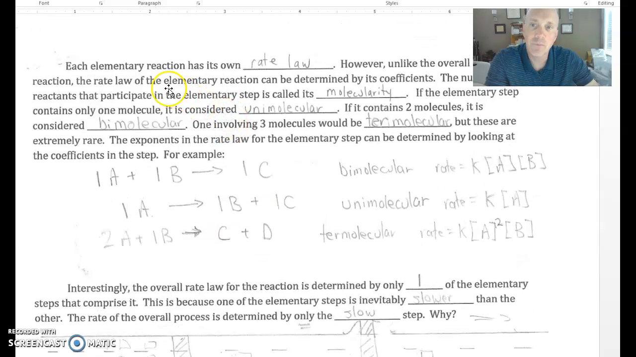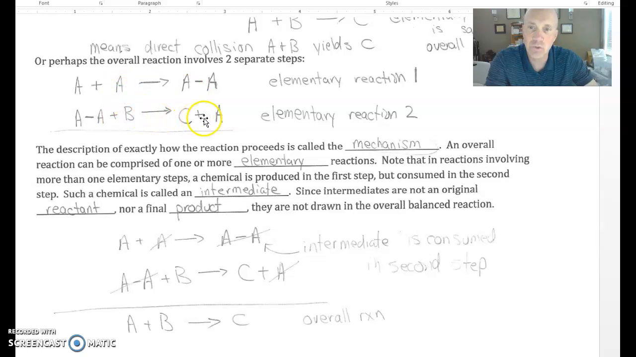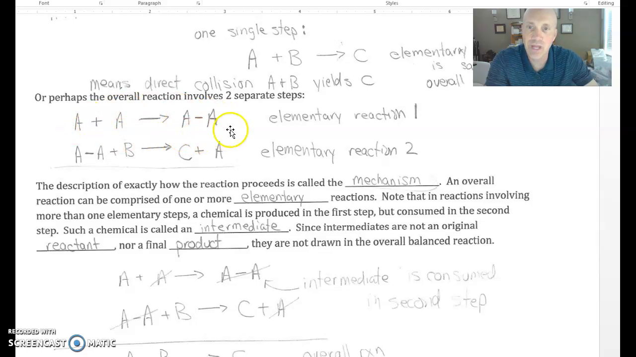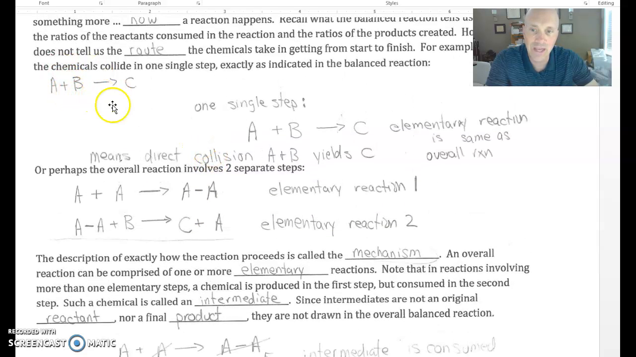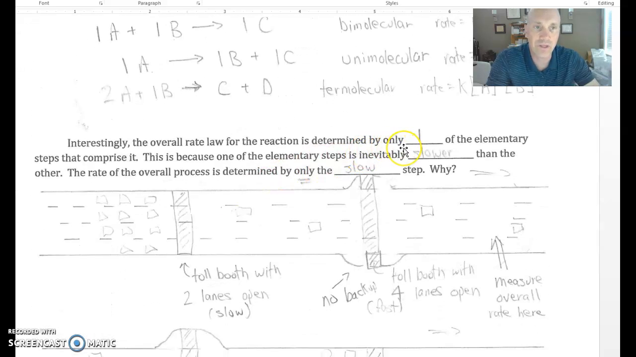Okay, so we mentioned that each of the elementary reactions would have its own rate law. So for example, if this was the actual mechanism that the overall reaction had, this specific step would have its own rate law, and this specific step right here would have its own rate. But one thing that's interesting is that the overall rate of the overall reaction is determined only by one of those two elementary reactions. All right. So why is it that the overall rate law is determined by only one of the elementary reactions?